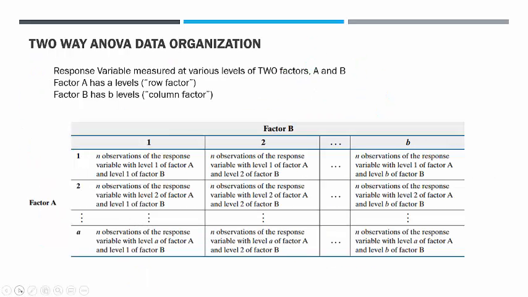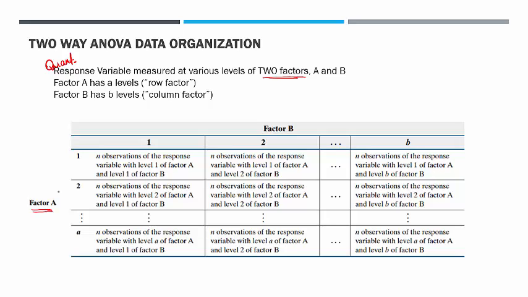Let's look at the overall structure of two-way ANOVA. In a two-way ANOVA, you'll have one quantitative, I want to keep emphasizing that, one quantitative response variable measured at the levels of two different factors. Let's call them A and B. And so the data is going to be organized, usually organized as you see here.